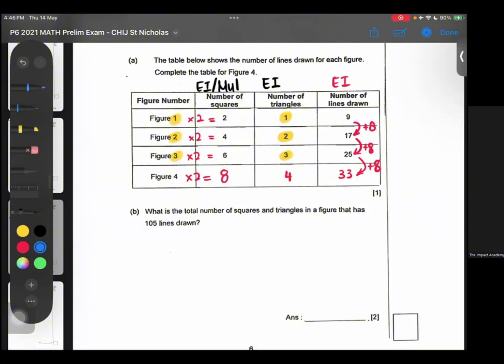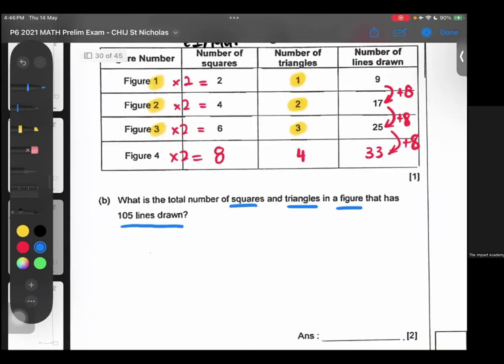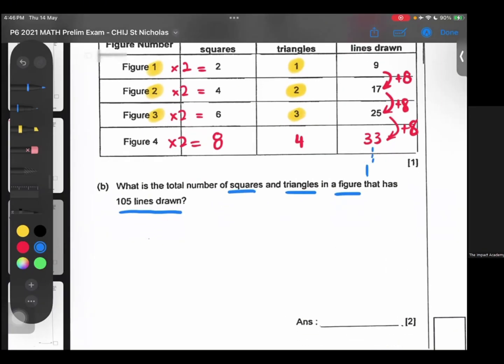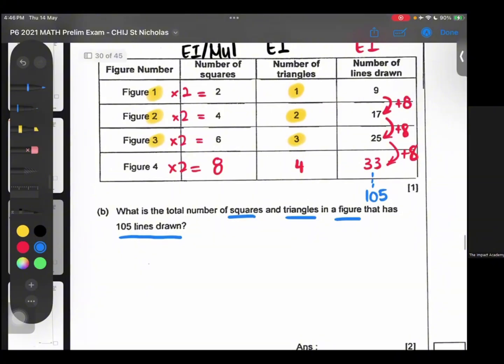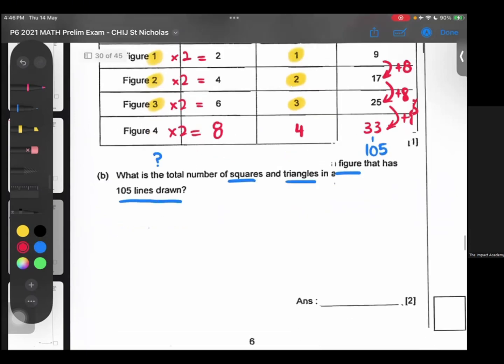The question asks for the total number of squares and triangles in a figure that has 105 lines drawn. So we don't know which figure, but they are telling us, if I see 105 lines drawn, what figure is it? You understand what I'm trying to say? So that means we need to work backwards. So what we have to do is use the formula.